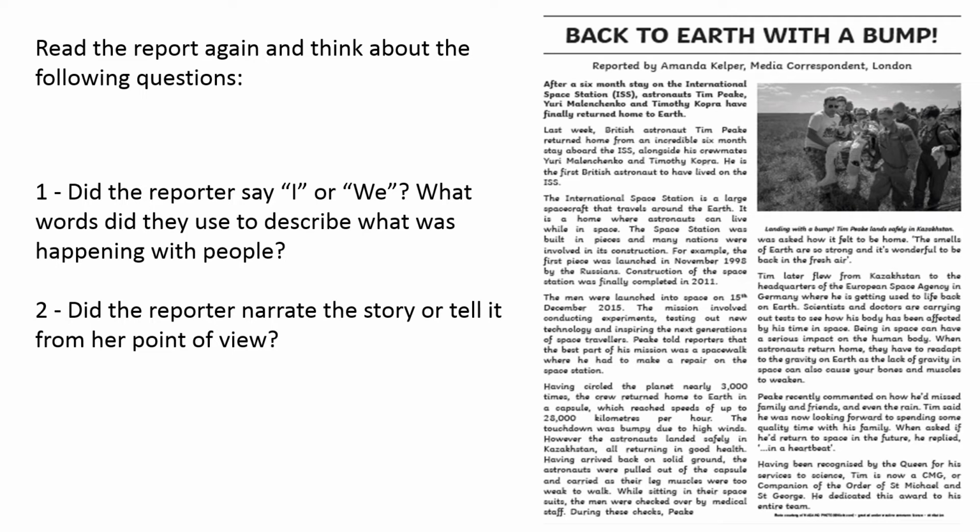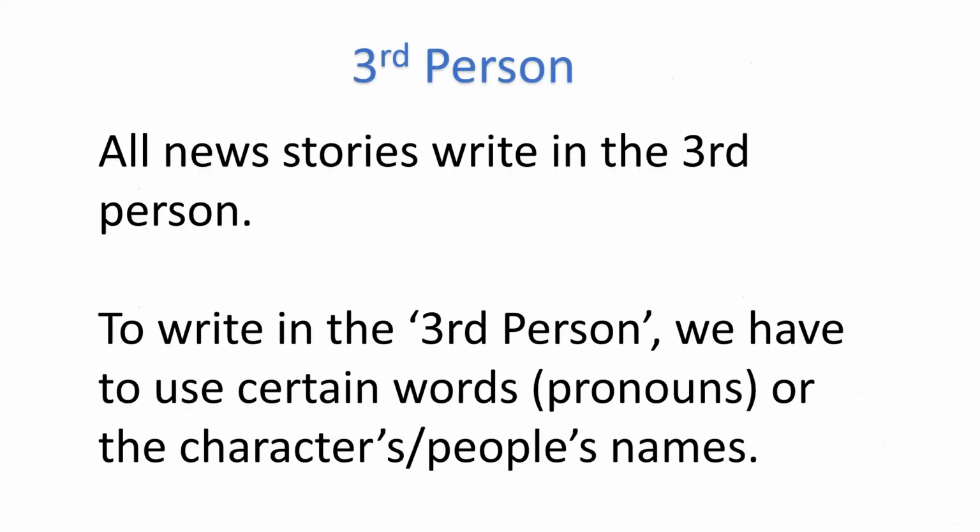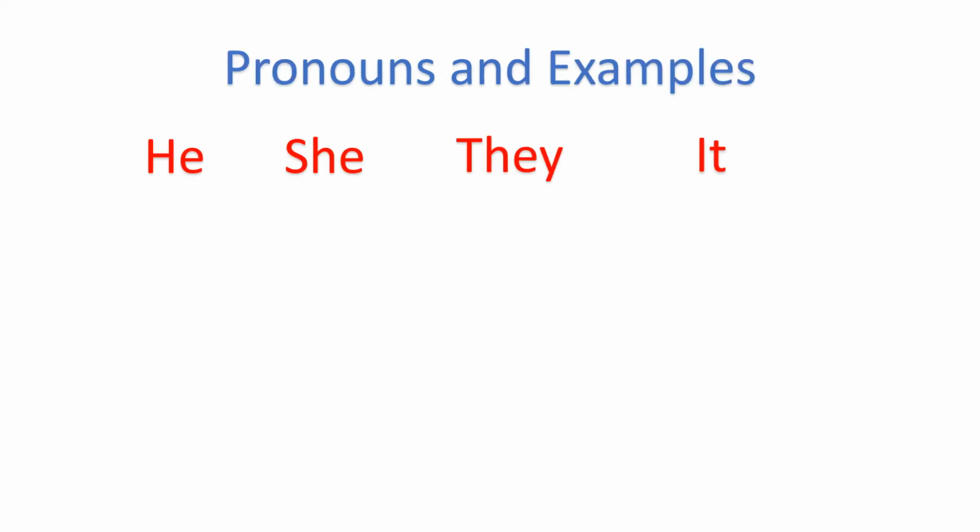Excellent. So as you would have noticed, the reporter did not use I or we, and they told the story from their point of view. All news stories write in the third person, and to write in the third person, we have to use certain words, pronouns, or the characters or the people's names. So the examples of pronouns that are used in newspaper reports are he, she, they, and it.